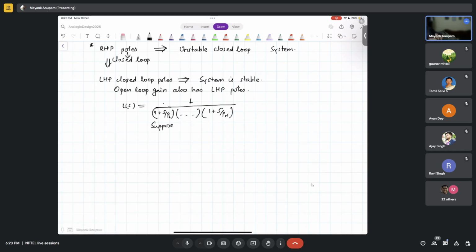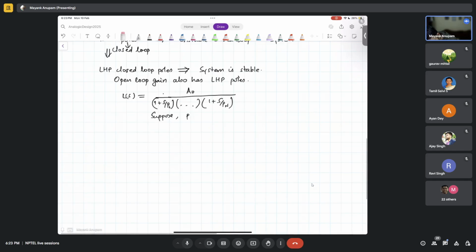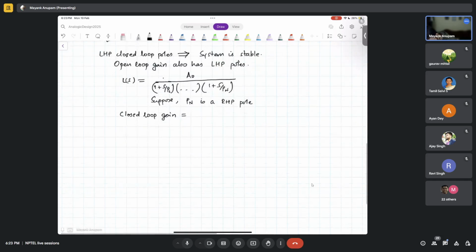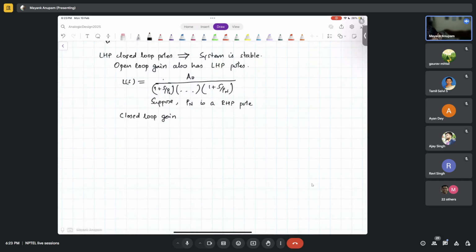Let's say that pn is an RHP pole. However, if you find out the closed loop gain, it can happen that the closed loop gain may be stable.